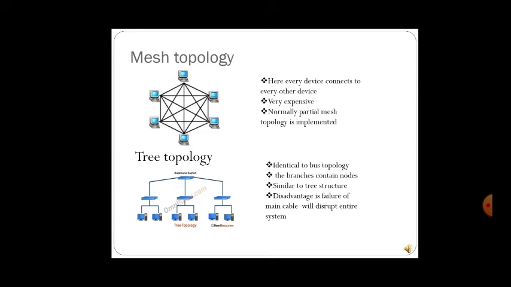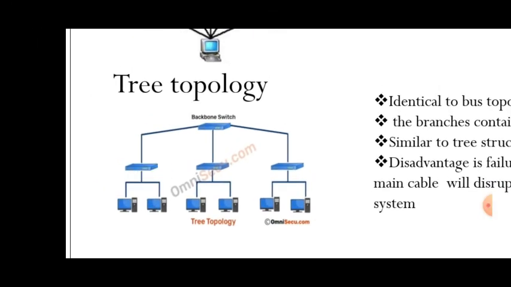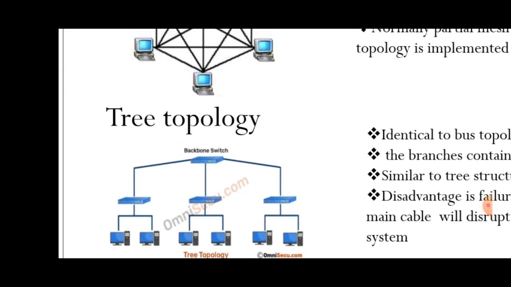Next comes the tree topology. This is identical to bus topology. The branches contain nodes. You can see in the image, this is the backbone switch and all the other branches are connected to it. This switch has two systems, this switch has two systems, and this switch has two systems. So this entire thing looks like a tree which has some branches.